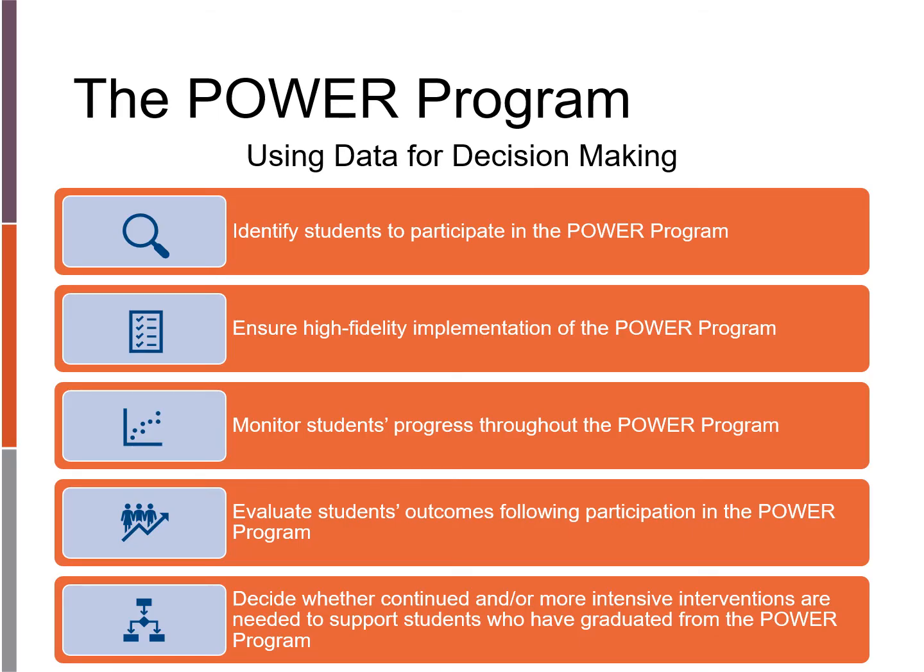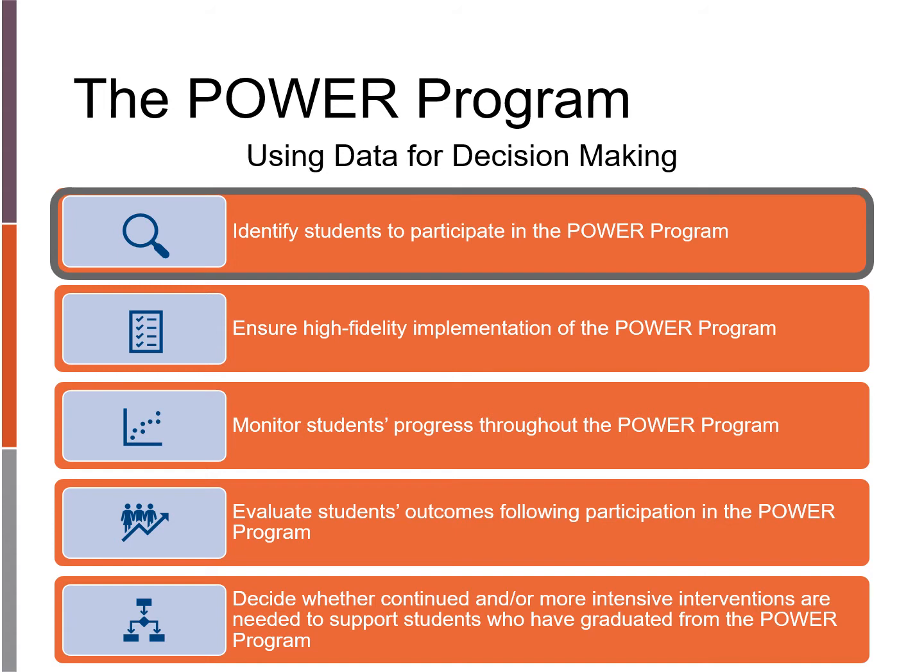There are 5 primary categories of data-based decision-making within the POWER program. They are identifying students to participate in this program, ensuring that this program is implemented with high fidelity, or as it is intended to be implemented, monitoring students' progress as they participate in the program, evaluating students' outcomes after they have participated in the program, and identifying the needs for additional or increasingly intensive interventions for students following their participation in the POWER program.